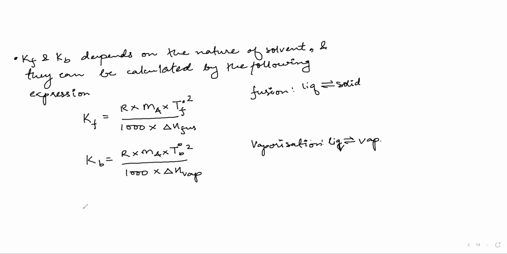Now what is R here? Universal gas constant. R is equal to gas constant. Now what is Ma? It is the molar mass of solvent. And T naught f and T naught b have the same notation as in the previous: the freezing point of pure solvent and the boiling point of the pure solvent.